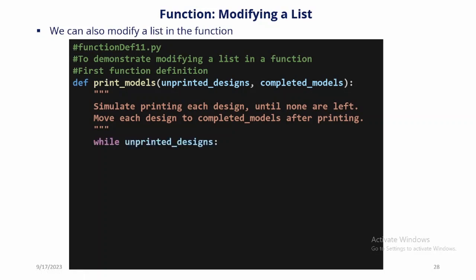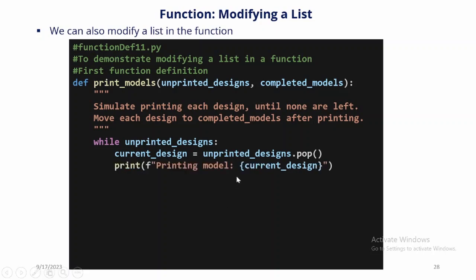So we say in the function, while unprinted_designs, current_design, which is just a variable we created in the function, equal to unprinted_designs.pop. Unprinted designs is going to be passed in as a list. You can guess the next thing we want to do is append this current design to completed models. But first, let's print out what we are doing so the user can be aware. Printing current design. Now let's do the appending. completed_models.append current_design, the variable.